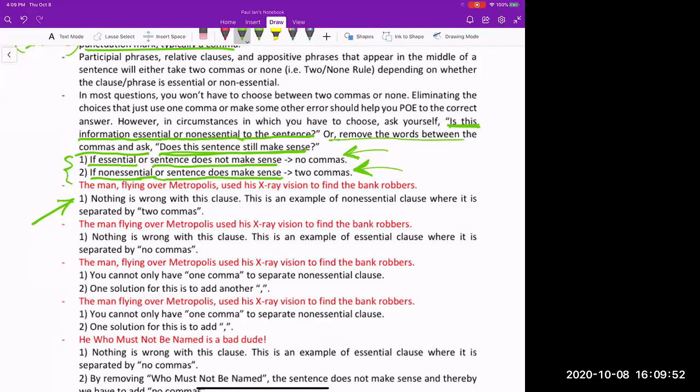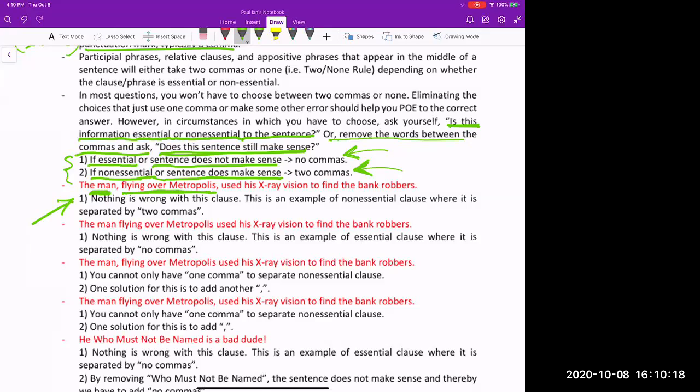So the man is the subject here, the noun. And then there's this thing between the two commas. We've seen this kind of thing: flying over metropolis. This is the participial phrase, flying over metropolis, and then whatever comes after it. So I'm just going to explain. The man is the thing being modified, and then flying over metropolis. So he is flying over metropolis.